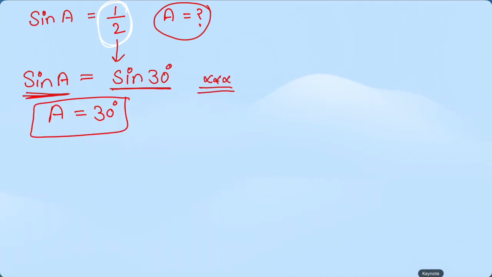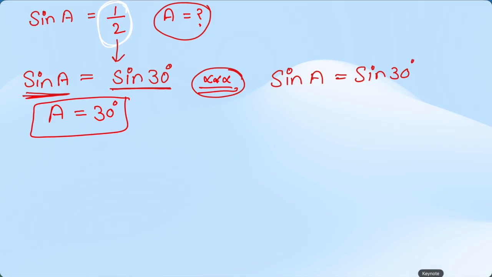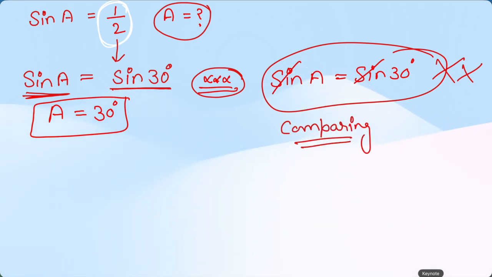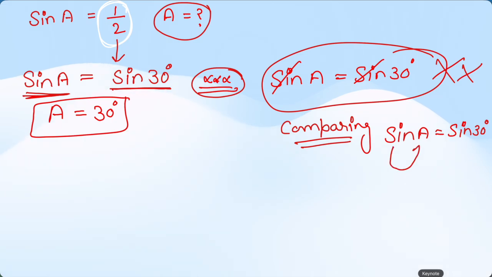Make sure, just keep it in mind, it's very, very important that we are not cancelling the sine and sine here. This is wrong. If I am cancelling sine and sine, this thing is wrong. We can't do like that. What we are doing here is we are just comparing the values. We are not cancelling them, we are comparing them. That sine A equals sine 30. It means, what is the angle A? Sine of one angle is equal to sine of 30 degree, means this A is 30. Clear? Don't cancel the values. You just have to compare them.